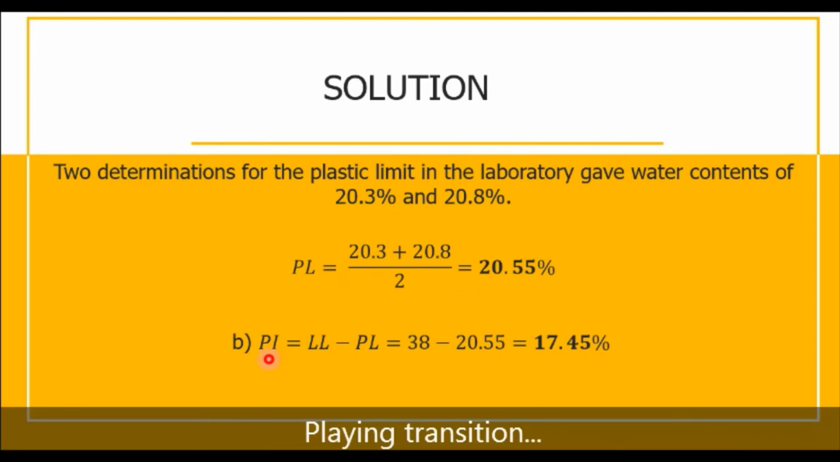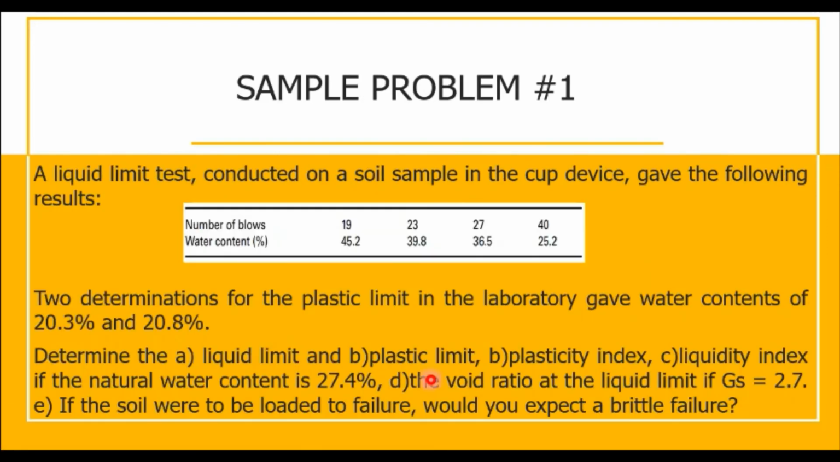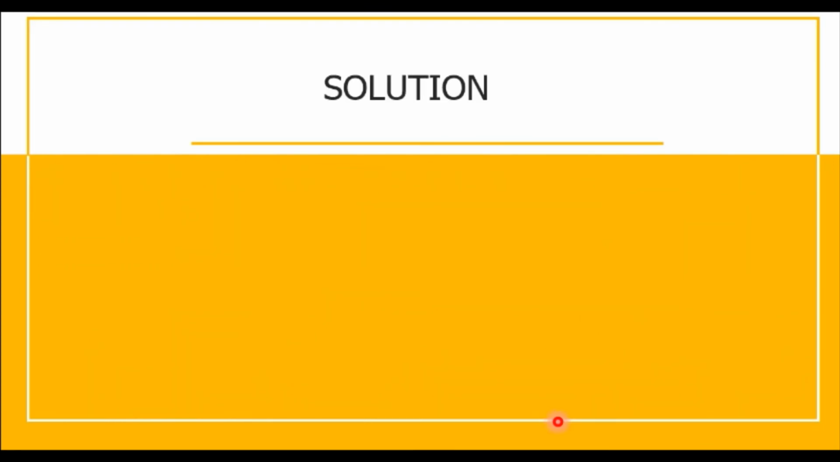And then, we already solved for the liquid limit, the plastic limit, and the plasticity index. We now solve for the liquidity index if the water content is 27.4%. And the void ratio at the liquid limit if the specific gravity is 2.7. Also, if the soil were to be loaded to failure, would you expect a brittle failure? So let's solve for the liquidity index first.